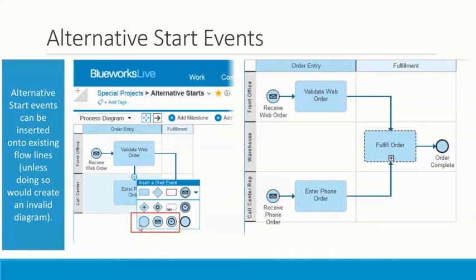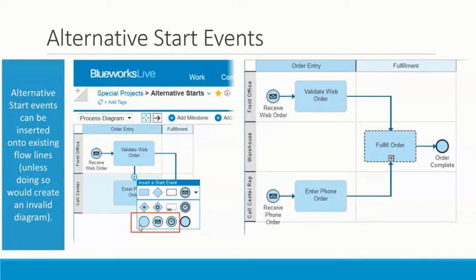Now, whenever inserting an alternative start event would result in the creation of a valid diagram, you'll see the start event available on the menu. When you don't see an alternative start event available on this menu, it's because the insertion of that type of start event in front of the selected activity would actually result in an invalid diagram.